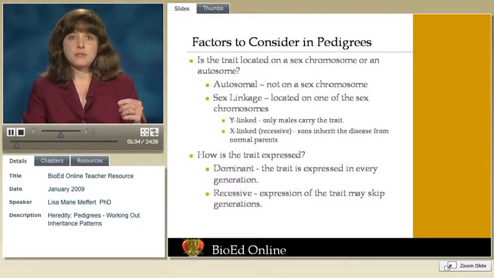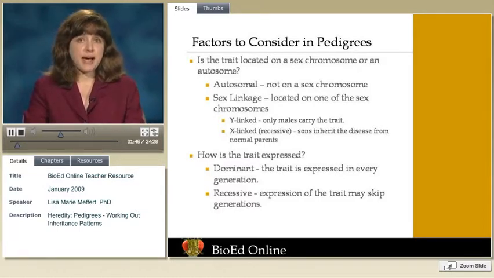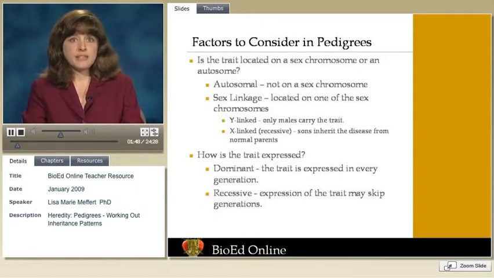So remember how the recessive allele can get masked underneath the dominant allele in heterozygous individuals, and that's why you don't see the recessive trait in every generation, because it can be masked by the dominant allele. Then we have sex linkage.